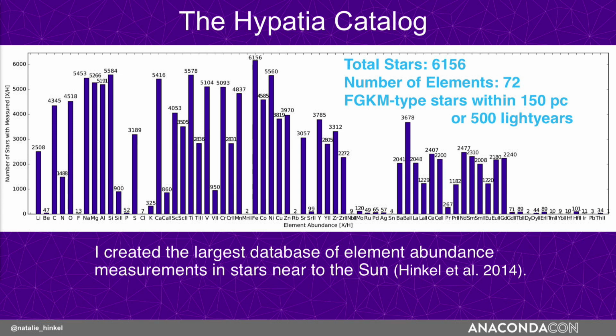Hypatia is a catalog that I put together by combining multiple different data sets, 171 different data sets. So by definition, by the superposition principle actually, my catalog is the biggest. Size matters. The total number of stars that I have is 6,156 stars, 72 elements. This is 2 or 3 times bigger than any other data set ever, regardless of the distance.